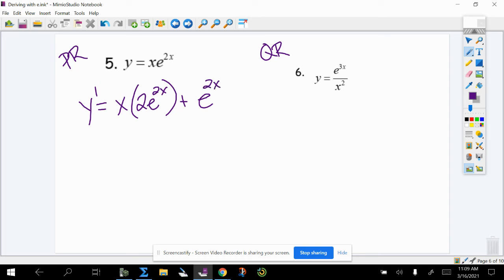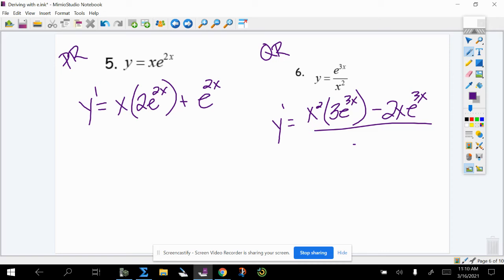There's really not much simplifying you could do anyway. For my quotient rule, bottom times the derivative of the top, the derivative of e to the 3x is 3e to the 3x, minus the top times the derivative of the bottom. I'm going to put the derivative of the bottom first, all over the bottom squared. When I square e to the 3x, I get e to the 6x. There might be a little simplifying we can do here with the e's, but honestly, I would just leave it. Unless you had a multiple choice where they did go further, I would stop right here.